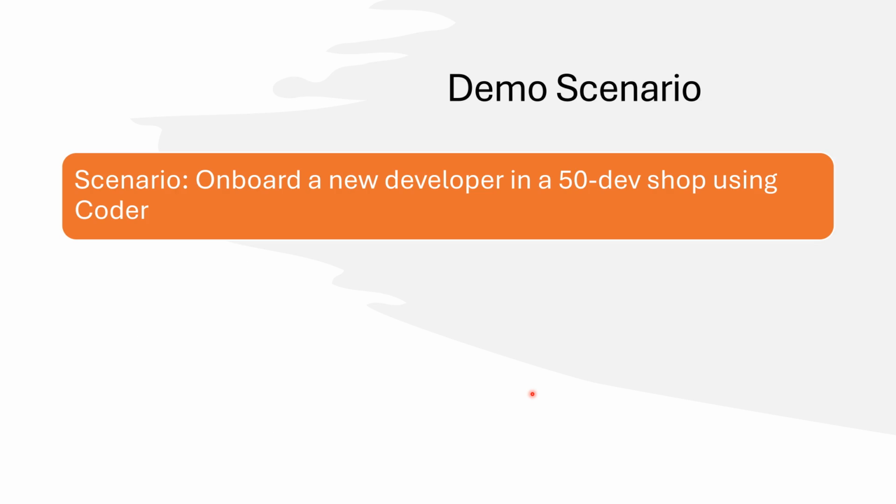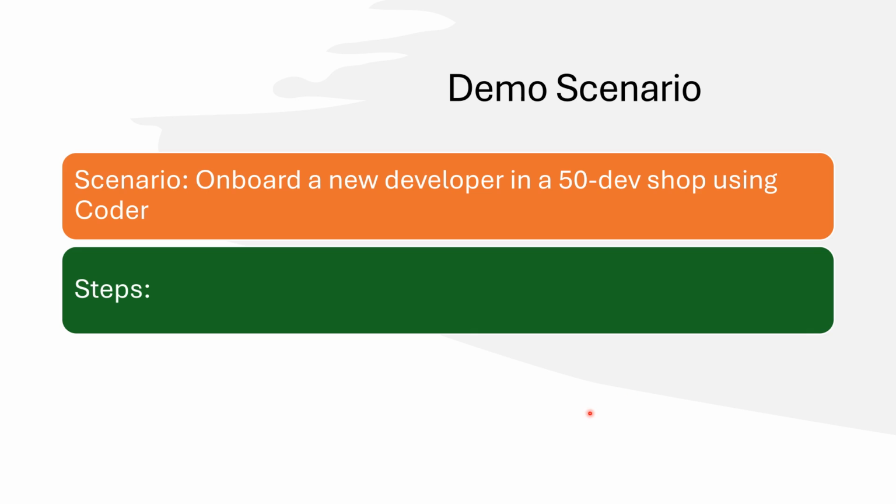Here we're going to see how we can onboard a new developer in a 50 dev shop using Coder. 50 developers is where you can get away with Coder's open source. After that, if you're more than a 50 dev shop, you're definitely going to want to look at using Coder Enterprise.